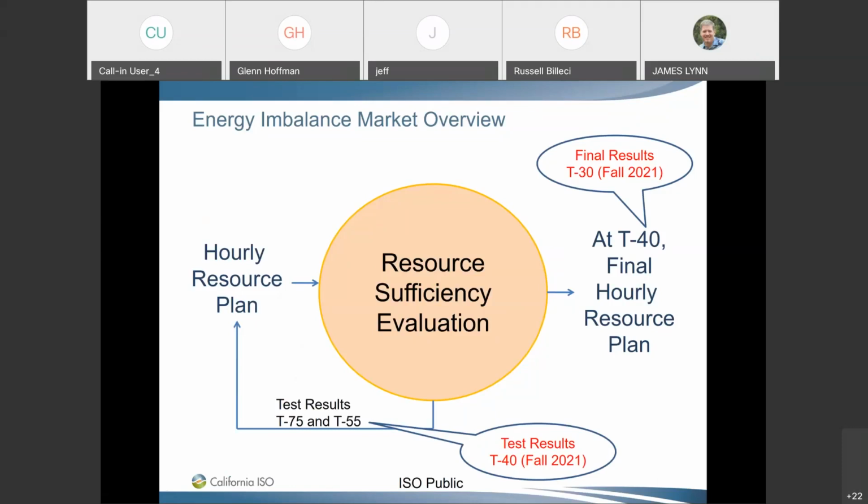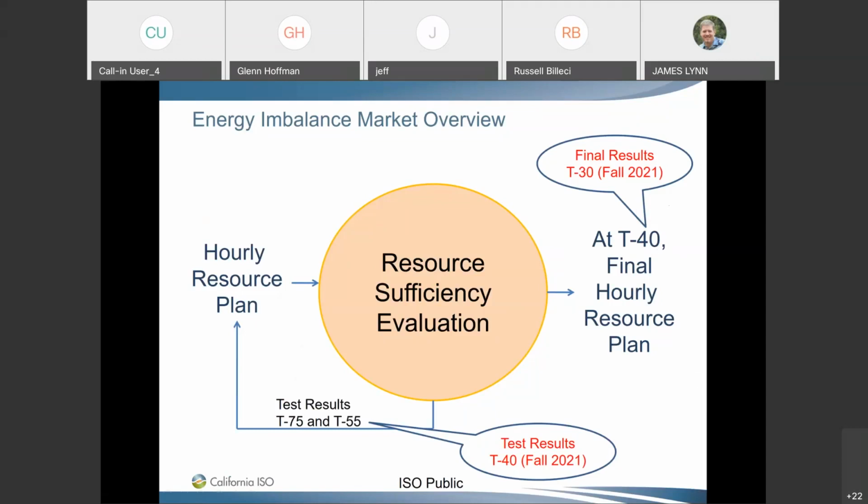So what we run is called the resource efficiency test. Currently we run it 3 times for each hour: at T75, T55, and then the final one is T40. In the future, there's an initiative which will add a new run at T40 that is advisory, and we will make the final results at T30. Currently, when you first go live, T40 will be your final results of the sufficiency test.